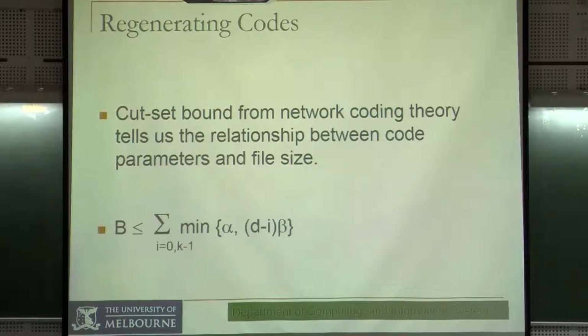So because of this framework, now the design has an idea. You could use some alpha symbols per node, and in case of a failure you could contact d of them, each one fetching beta from there. So now d times beta is the bandwidth that is required, and k times alpha is the size of the file that is used.